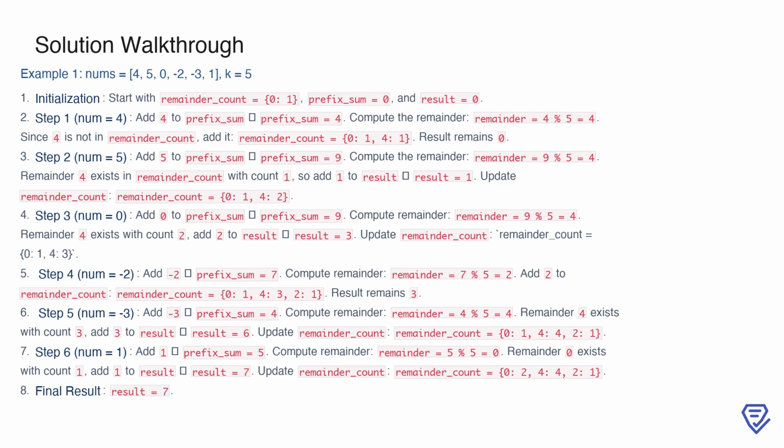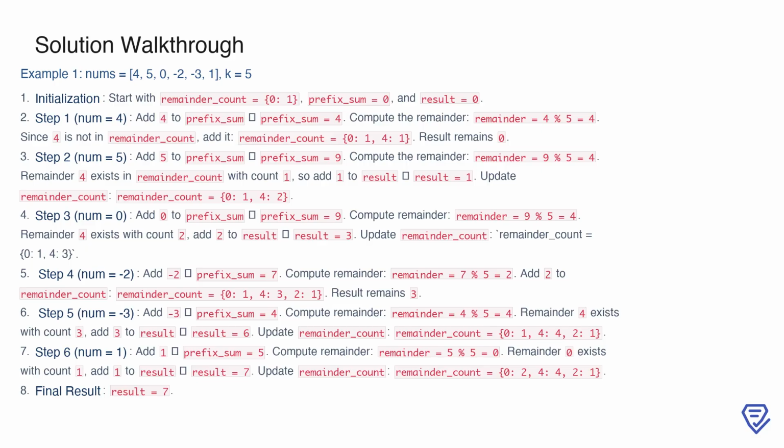Moving on to -2, adding it to prefix_sum results in 7. The remainder of 7 % 5 is 2, which is new, so we add it to the hash map, resulting in {0: 1, 4: 3, 2: 1}, while result remains 3.